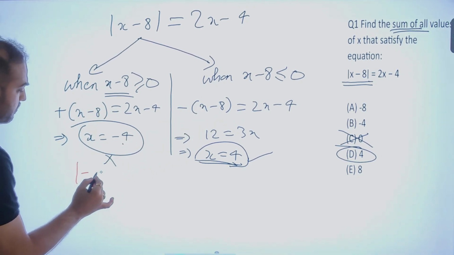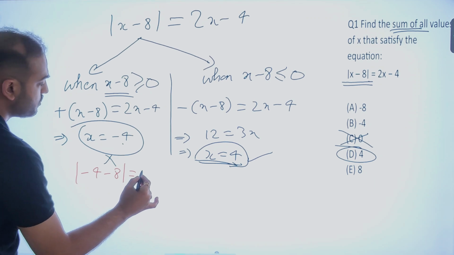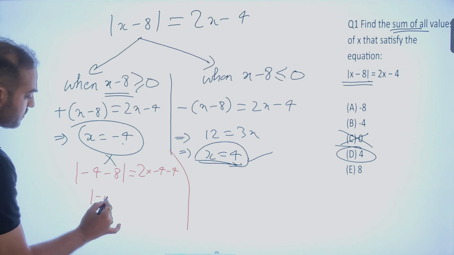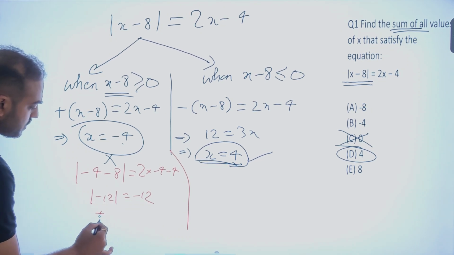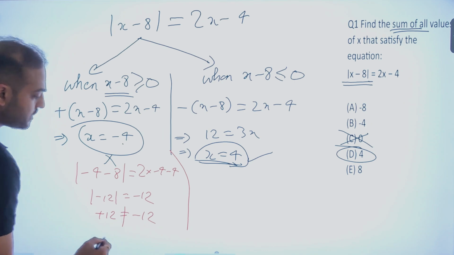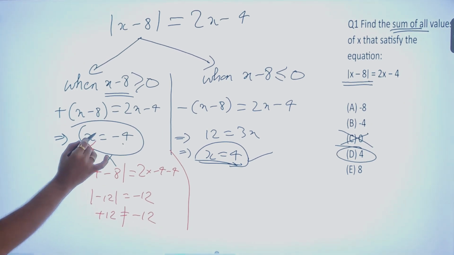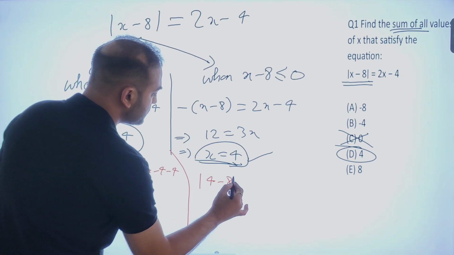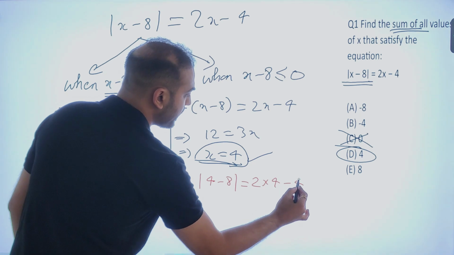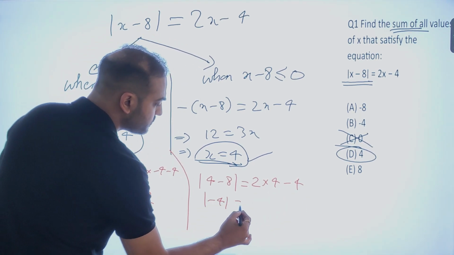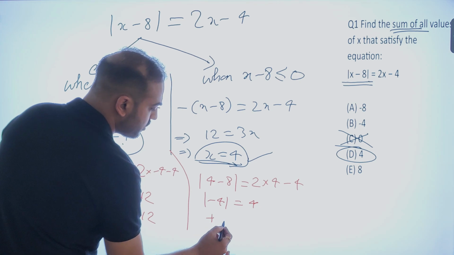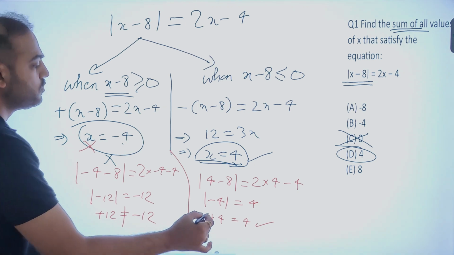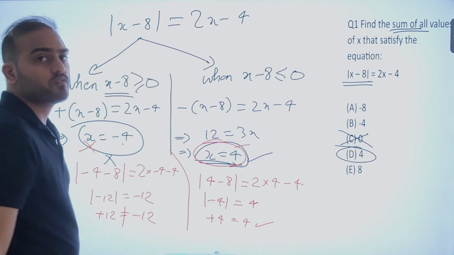If I plug it back in, minus 4 minus 8 is equal to 2 into minus 4 minus 4. Modulus of minus 12 is equal to minus 12, plus 12 and minus 12 are not equal, so that is why this is rejected. If I put this value in, 4 minus 8 is equal to 2 into 4 minus 4. Modulus of minus 4 is 4. Yes, modulus of minus 4 is 4. This value is verified. So x equal to 4 is verified.